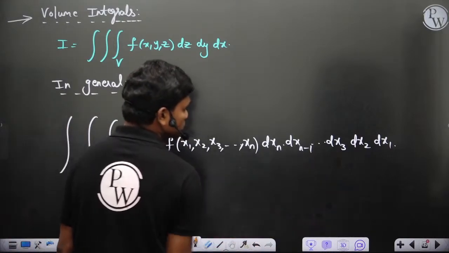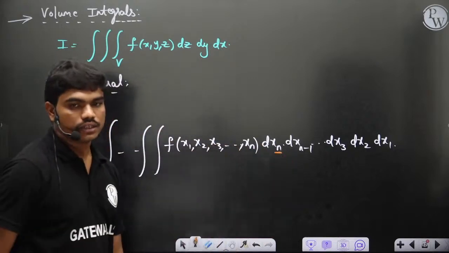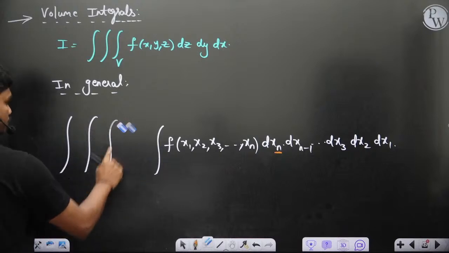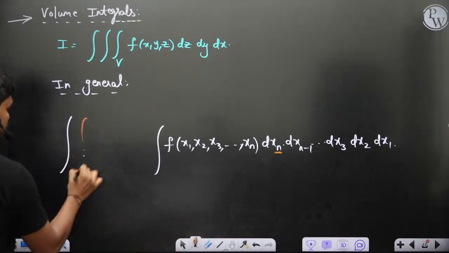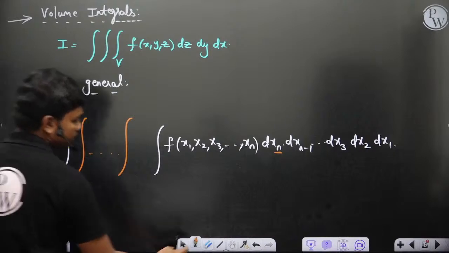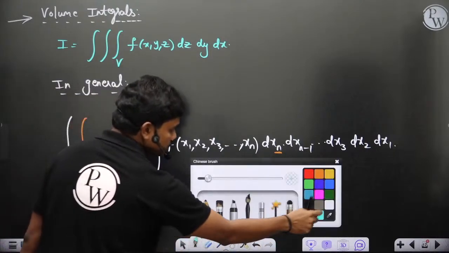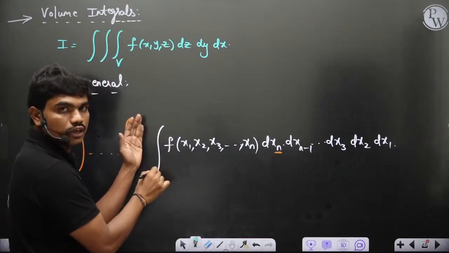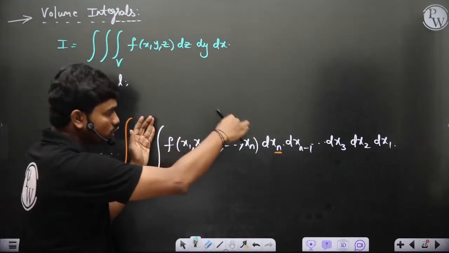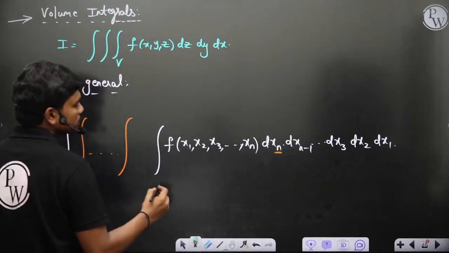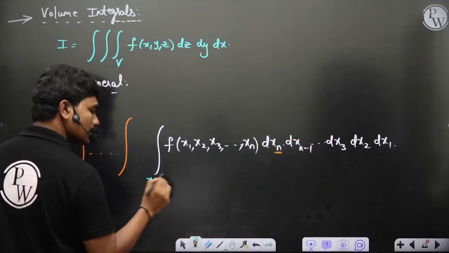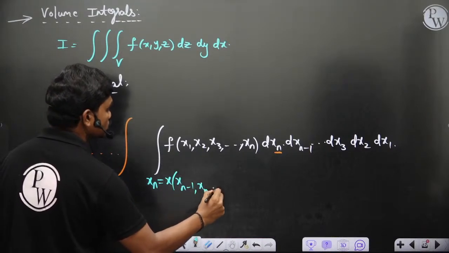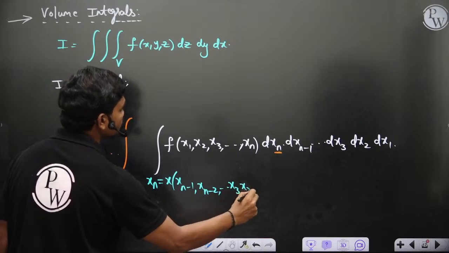So if you choose your first variable of integration to be xn, then let's write something like this. Let's see the limits on the inner integral. If you choose the first variable of integration to be xn, this integral should definitely consist of limits of xn, but these xn limits should be functions of all preceding variables. So xn is some function of xn minus 1, xn minus 2, and so on, x3, x2, x1. So this is what you get.